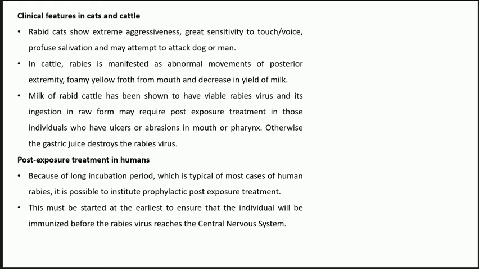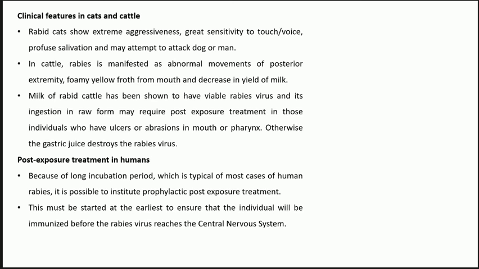Cattle's manifestations: abnormal movement of the posterior extremity, foamy yellow froth from the mouth, and decrease in yield of milk. If milk yield has decreased in cattle, you have to look after it. And if at the same time yellow froth is there from the mouth, then that particular cattle definitely has the infection of rabies. That may happen because of some bite or something else, but it has happened, so you have to look after it.